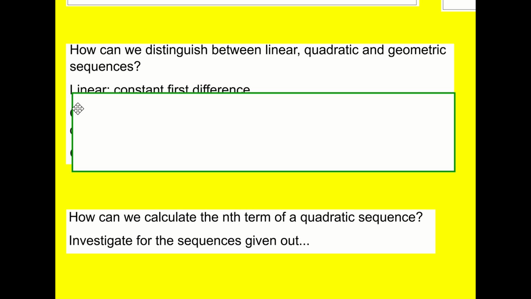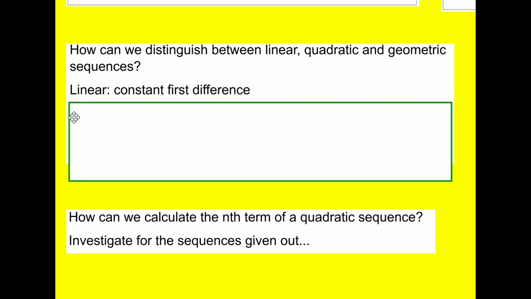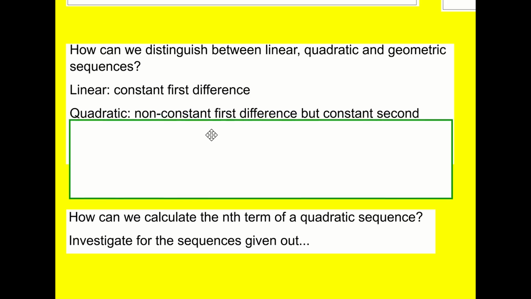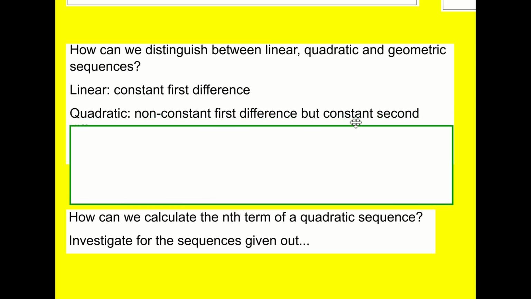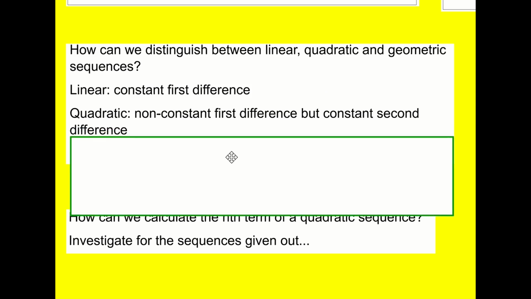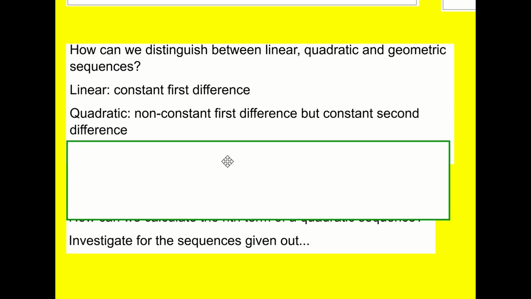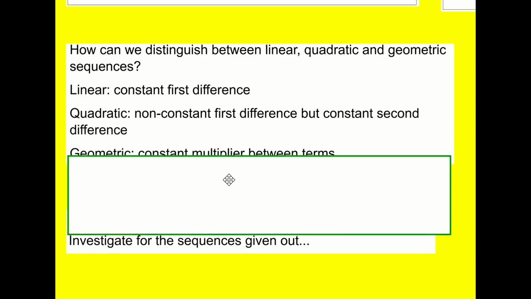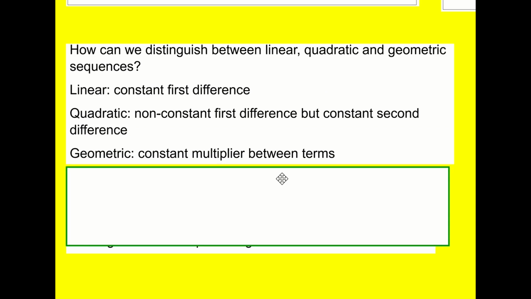So here's the answer. Linear sequences have a constant first difference. That's the thing we looked at at the start of the lesson. The second difference will then be 0. For quadratic, you get a non-constant first difference. Actually, you get a linear sequence for your first difference, but then a constant second difference. And geometric, you actually get a constant multiplier between terms.